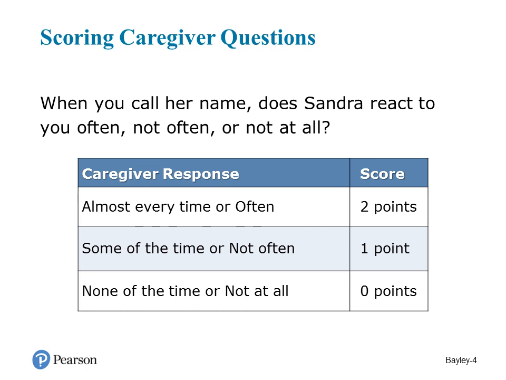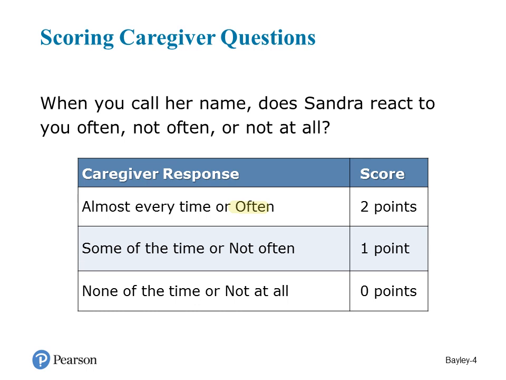And the scoring of the caregiver questions, for example, when you call her name, does Sandra react to you often, not often, or not at all? That would be just maybe one of those caregiver questions that I kind of made up. But the scoring is going to mirror the scoring for the items. So if you're scoring an item based on the caregiver's response, your possible scores are 2 points, 1 point, or 0 points. So 2 points if the parent says, oh, she does that often, then you would assign a score of 2.